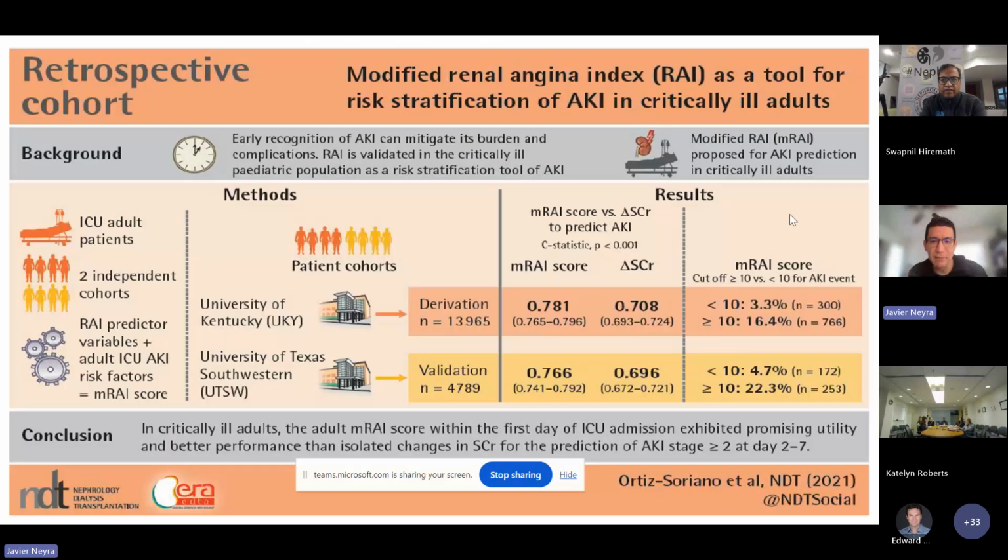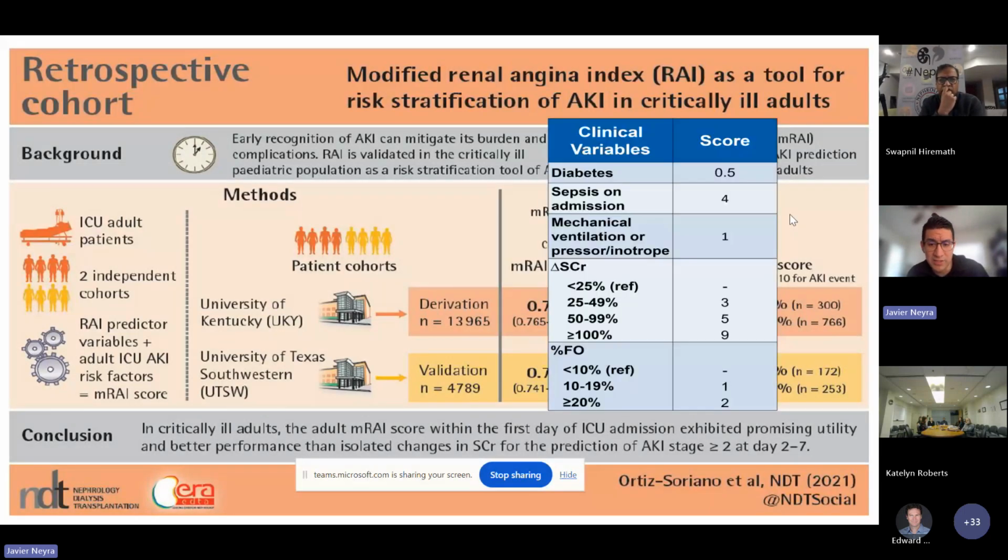And this is another example of semi-static data we did. You probably remember the renal angina index in children. We did a modification of this for adults in two cohorts, University of Kentucky and University of Texas Southwestern. A good number of patients there, so development and external validation. We modified this score according to certain parameters in the logistic regression that were significant for the association of the characteristics of the patient in the first day of ICU admission and the risk of developing severe acute kidney injury, defined as a stage 2 or 3 AKI on day 2 to 7 during that hospitalization.